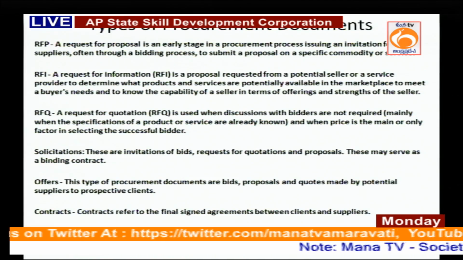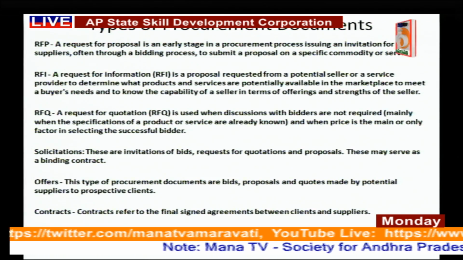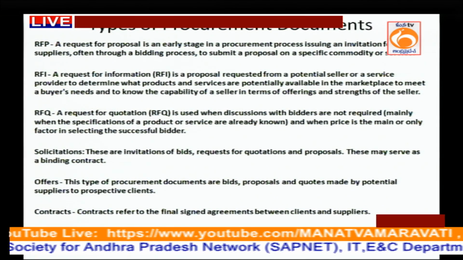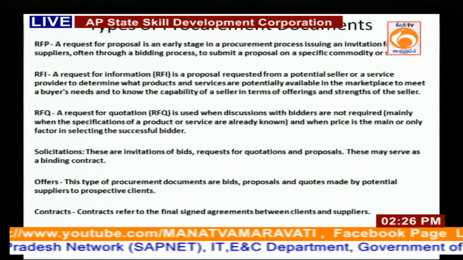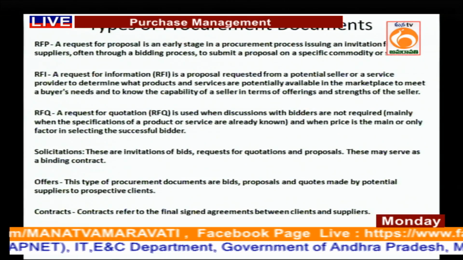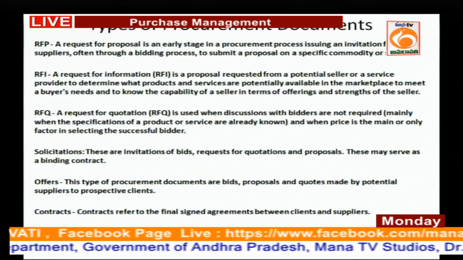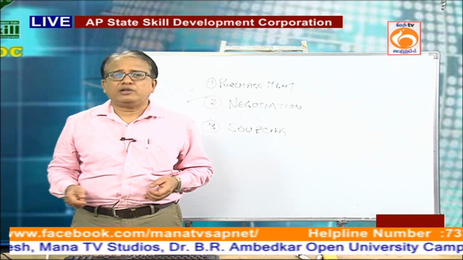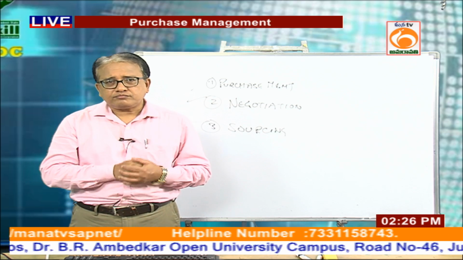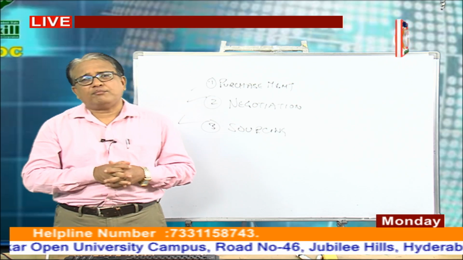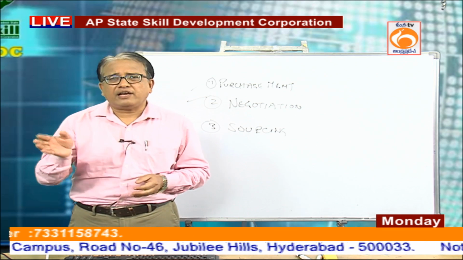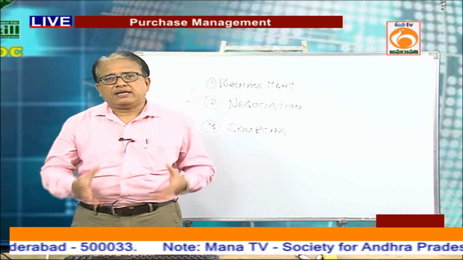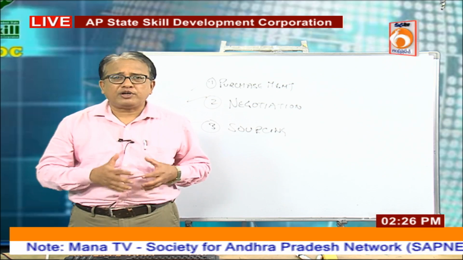So, when you do a purchase, depending upon which company it is, what kind of product they are dealing in, what kind of purchase they are doing, the type of procurement documents varies from company to company, from case to case, and from industry to industry. And this forms a very, very important part. So, tendering happens, request for proposal. So, this comes in order, and these documents are extremely important today.